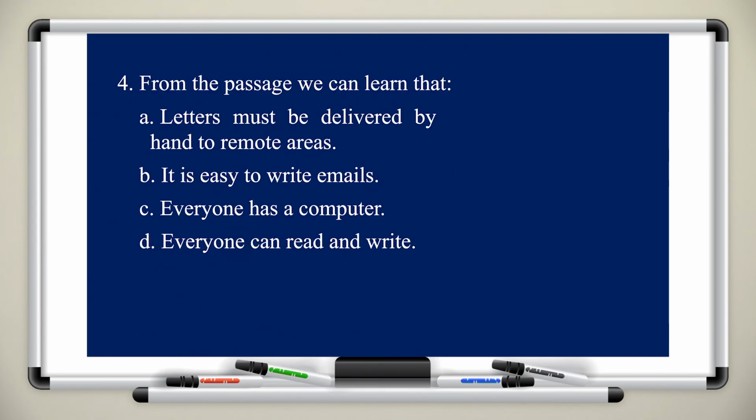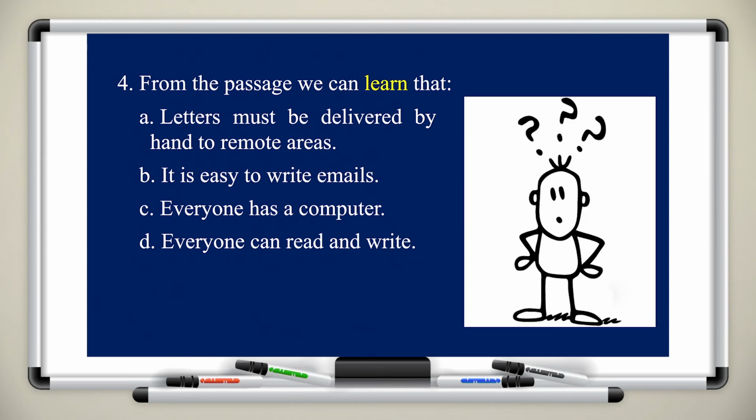Number 4, from the passage we can learn that. Now, we read the passage together. So, what do you learn from this passage? A, letters must be delivered by hand to remote areas. Or B, it is easy to write emails. C, everyone has a computer. D, everyone can read and write. So the answer is letters must be delivered by hand to remote areas.